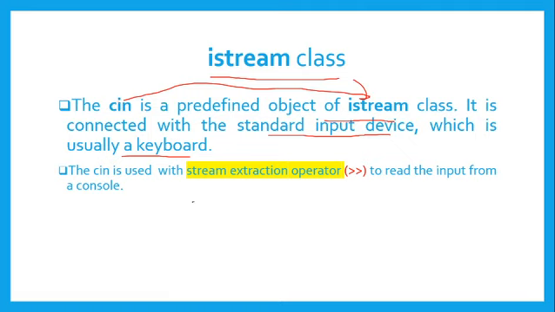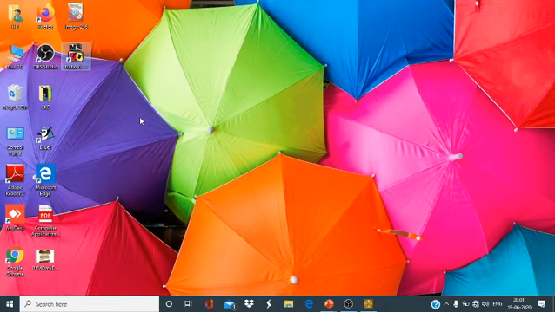it in a particular variable. Cin is always used with this extraction operator, like this: cin and this extraction operator. It indicates that you want to accept particular values from the user. So it reads the input from the console. Whatever values you enter, cin will accept that value. How does it work? Let me show you through an example.